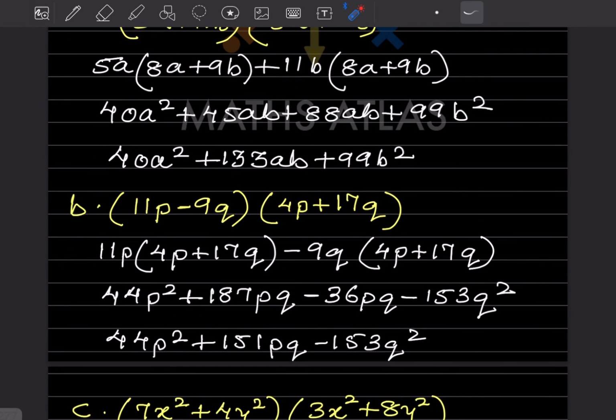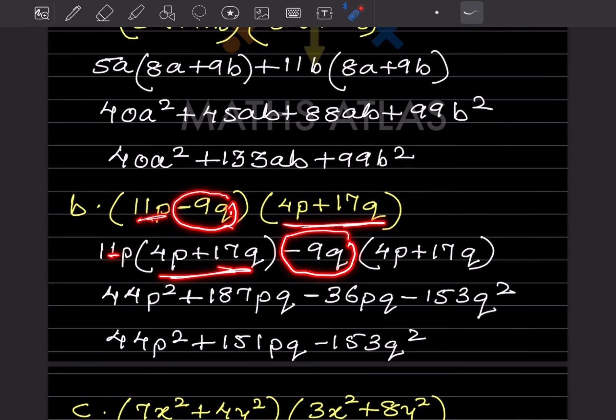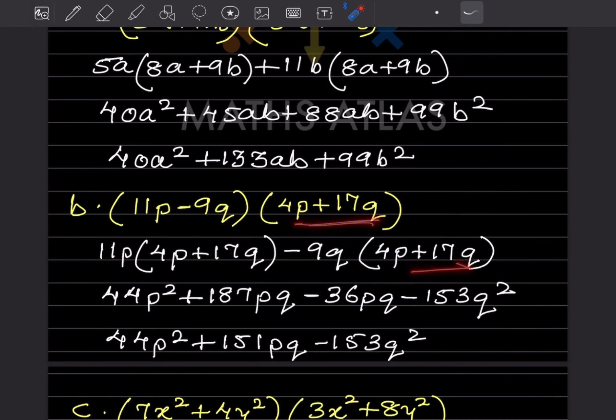So in the second one, again the same. We'll take the first term, the second bracket here. But see now this, again this is minus, so be careful with that. So you have to take along with the sign, so minus 9q, and this is the second bracket. So this is going to be 44p square, and this will be 187pq. This is minus sign, so here what will do, 36pq. And now look at here, minus and plus becomes minus. This minus is for both of them, this as well as this one. So don't write plus. If you write plus, the answer is going to be wrong.